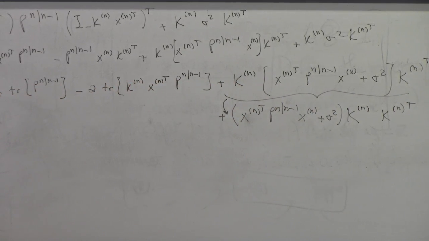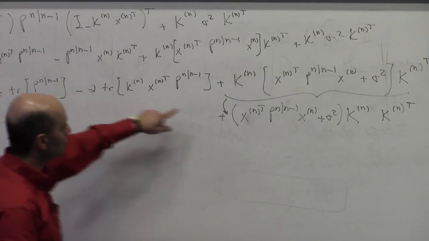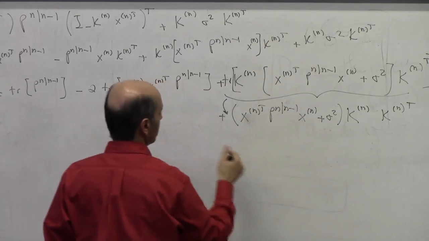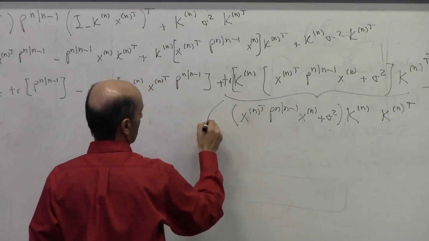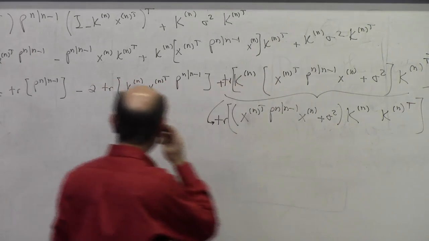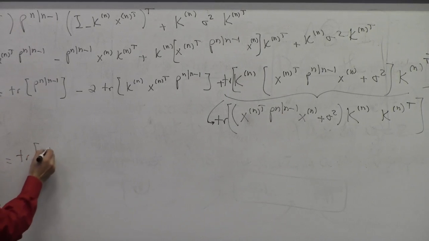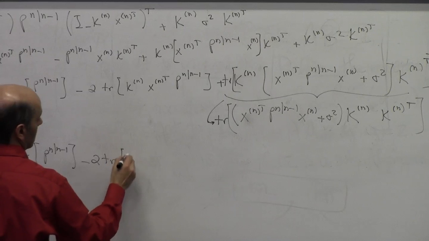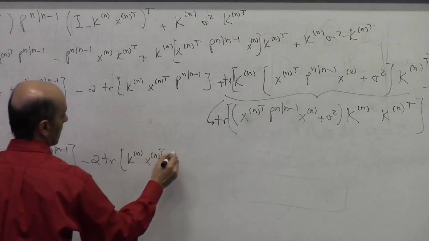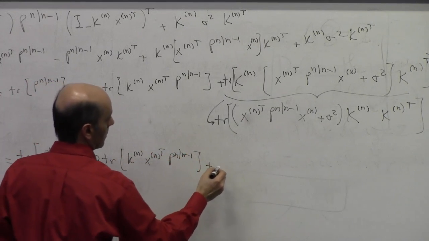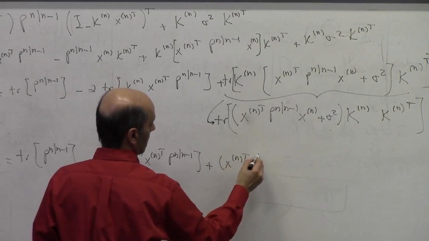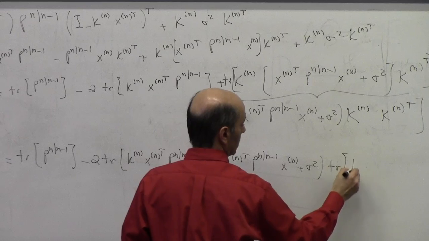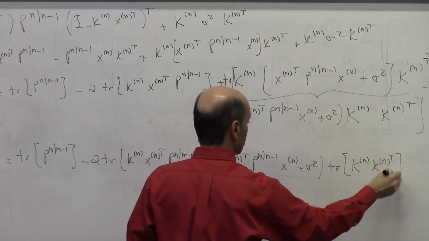All right, so the trace of this is equal to trace of this plus trace of this plus trace of this quantity here. So I forgot to put my trace there. Which is equal to trace of this quantity. So let me now write the whole thing down. So this is equal to trace times the trace of k of n transpose.